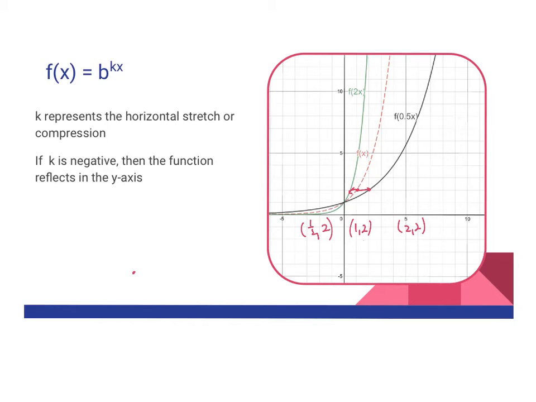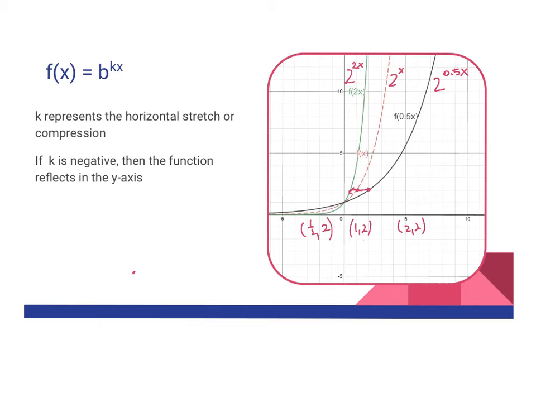Horizontal stretches and compresses. I am going to start by labeling these equations, so these functions. So this is 2 to the x, it's the parent. This is 2 to the 0.5x because the 0.5 is multiplied by the x. And then 2 to the 2x. So this is what the horizontal stretches and compressions look like.